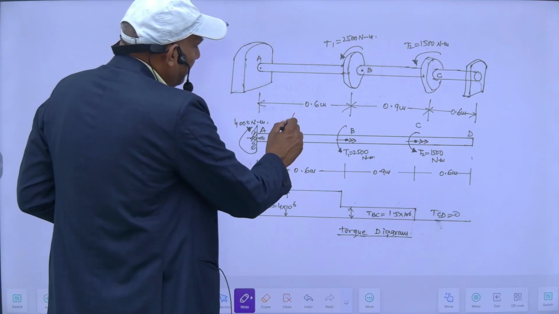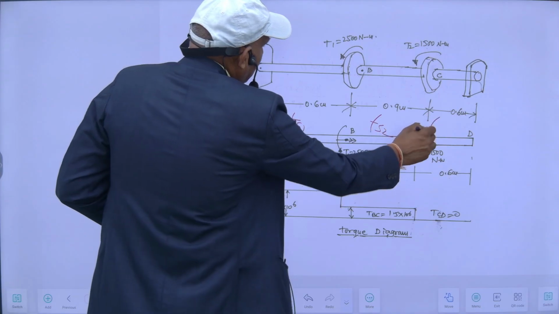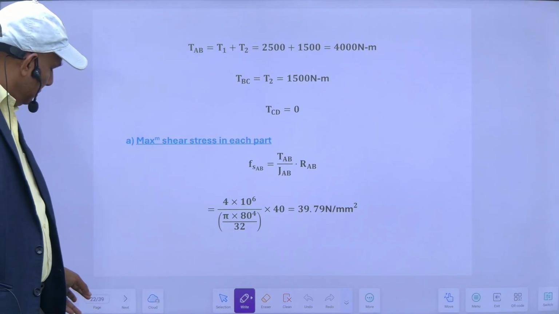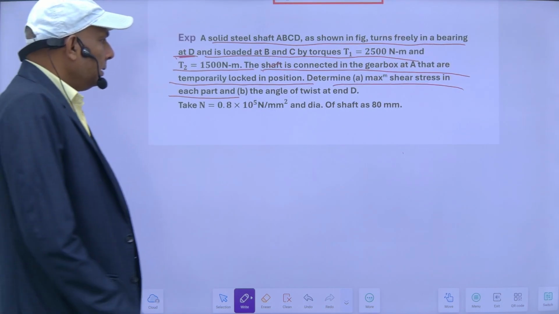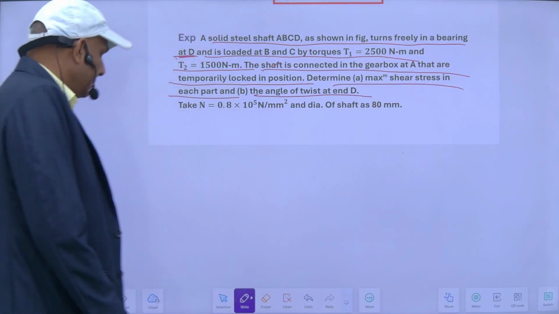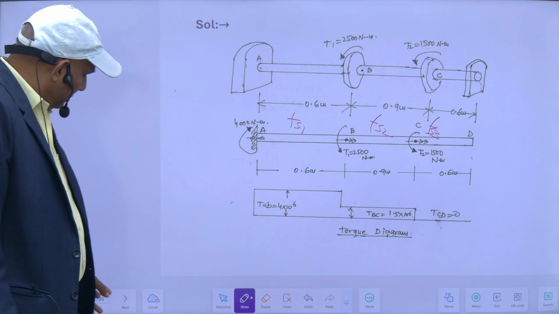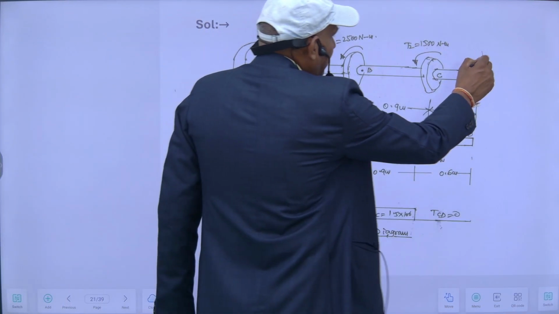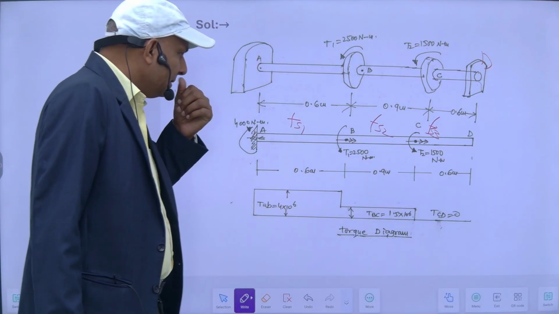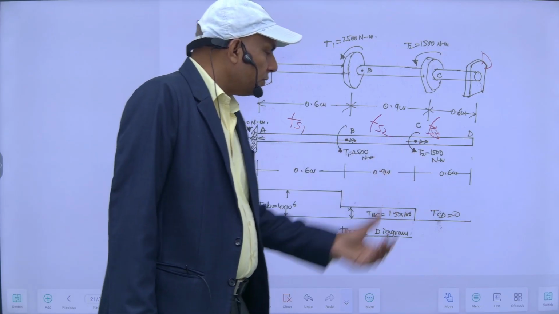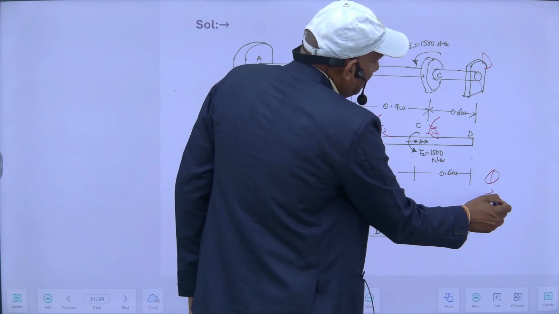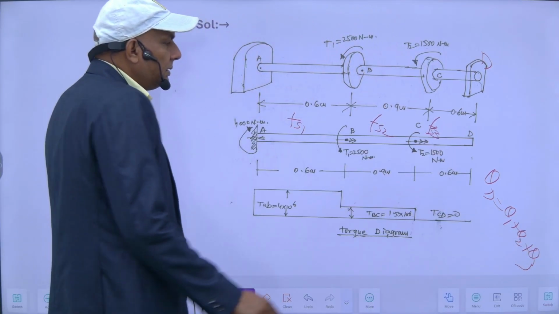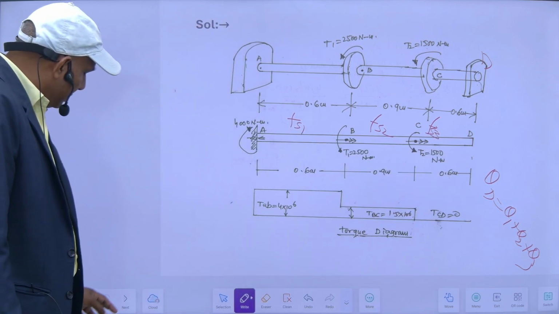So the maximum shear stresses Fs1, Fs2, Fs3 will be determined, and the angle of twist at D. Angle of twist at D means, since this end is free, my angle of twist at this D end will be equal to the algebraic sum of the angles of twist of these three portions. So theta D will be equal to theta 1 plus theta 2 plus theta 3. That will be the total angle of twist at D. This is also required to be calculated.